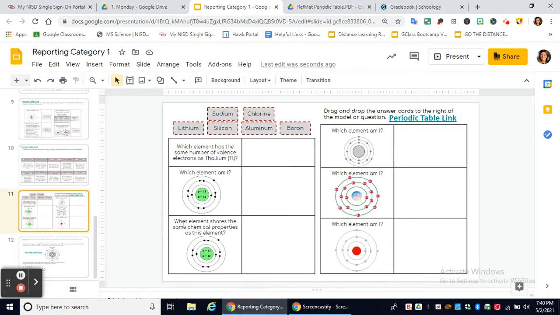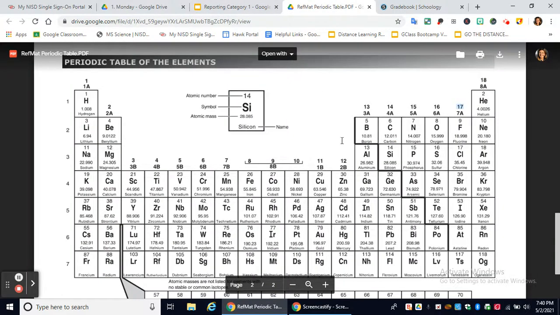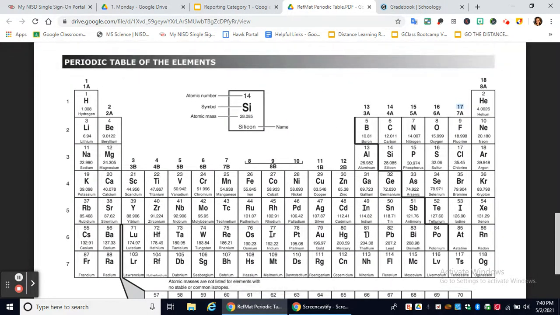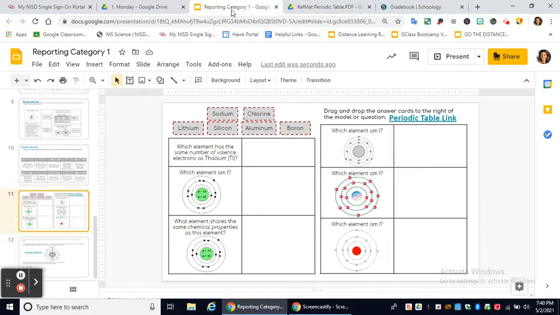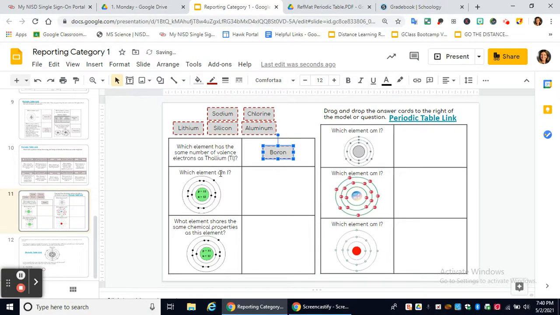Okay, we are almost finished. So it says here, which element has the same number of valence electrons as thallium? So I want to look for TL and see what element has the same number of valence electrons. Okay, so the same number of valence electrons are going to be the elements that are in the same group. So whatever our answer choices are there, we have boron, aluminum, gallium. Let's see what we have. Boron looks good.